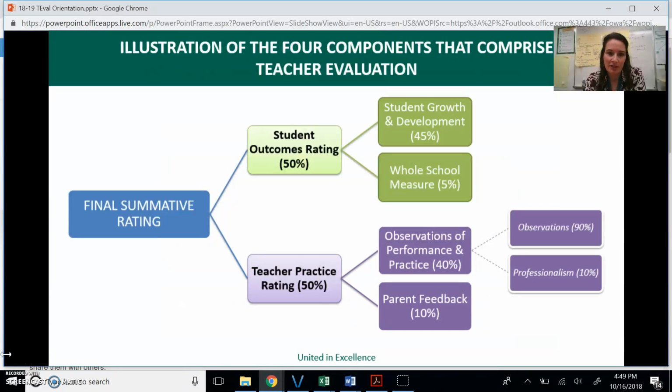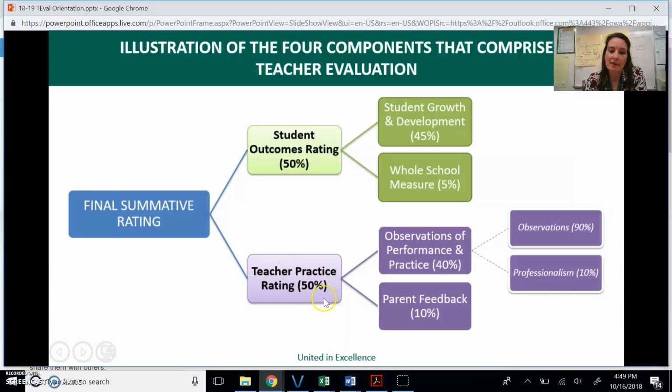This illustrates the four components that comprise the teacher evaluation. Your final summative rating is developed from two things: the student outcome rating, which includes your student growth and development. This is what we worked on when we developed SLOs, and the whole school measure, so how we do toward meeting our school improvement goals.